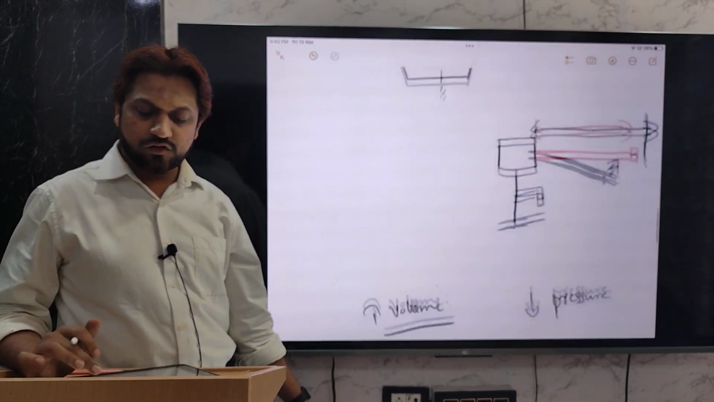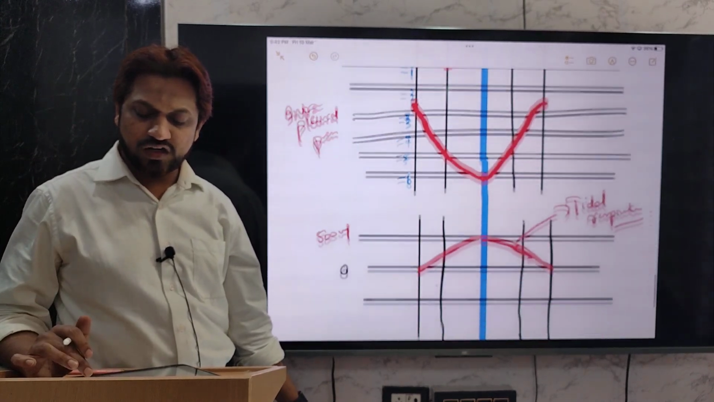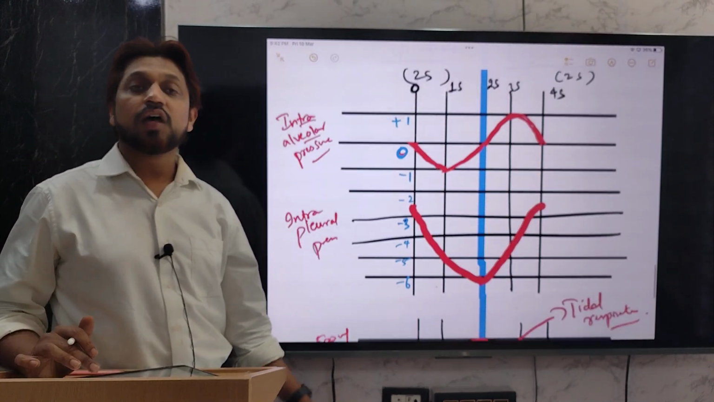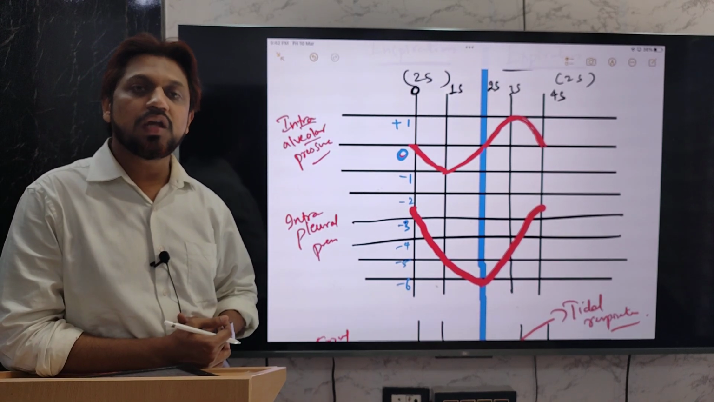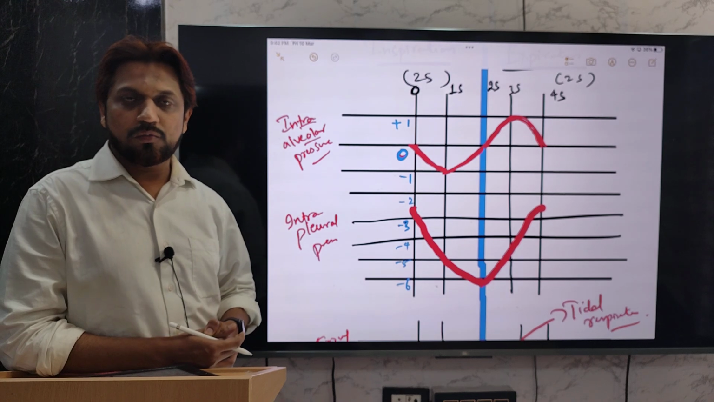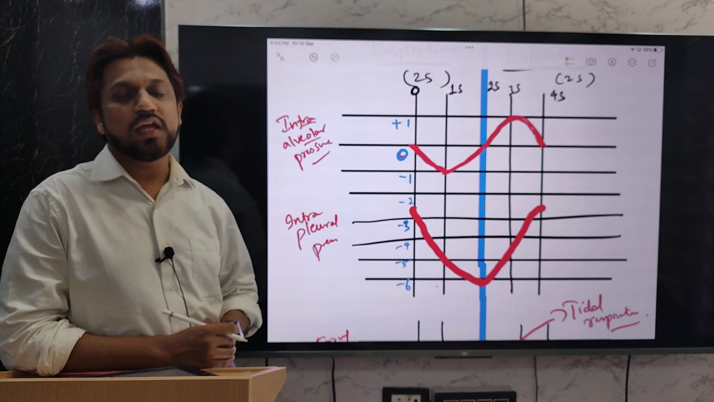So we have discussed the muscles of inspiration and muscles of expiration, and finally the pressure and volume changes during respiration. In the next video we are going to discuss lung volumes and capacities. Also we are going to discuss lung compliance, work of breathing, and airway resistance.